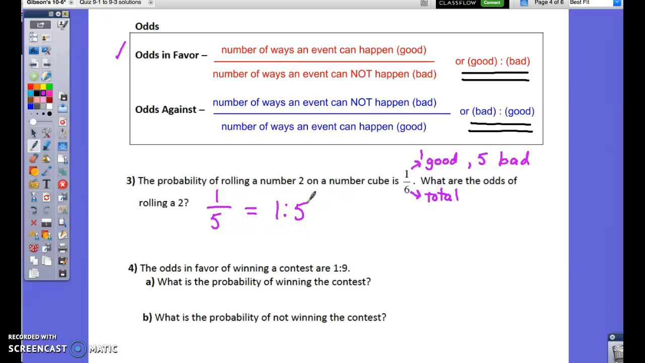A little trick here, keeping in mind the sum of these two numbers is always going to add up to the denominator when you're talking about probability. In other words, they're always going to add up to the total number of events. So this one is talking about how many good outcomes there are. That 5 is talking about how many bad outcomes there are, or how many ways it can happen compared to how many ways it can fail to happen. But in any case, that would be your final answer if they're asking you for the odds of rolling a 2.